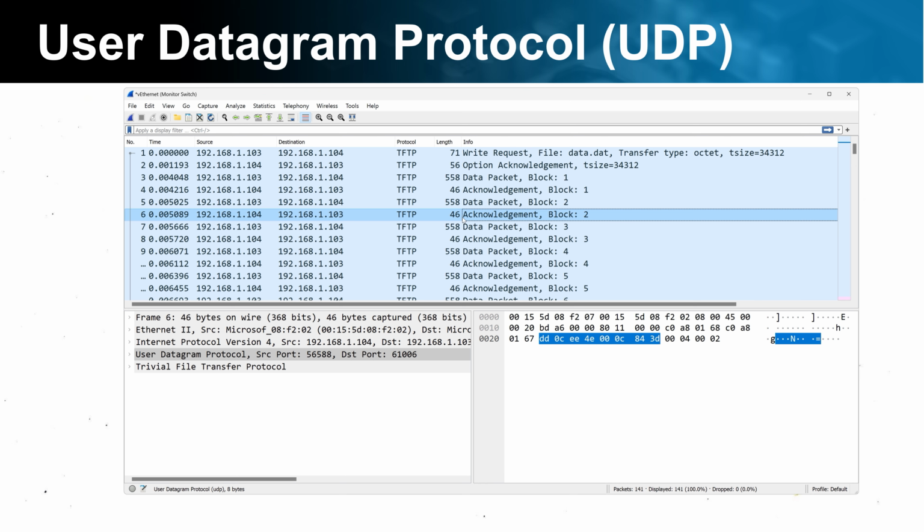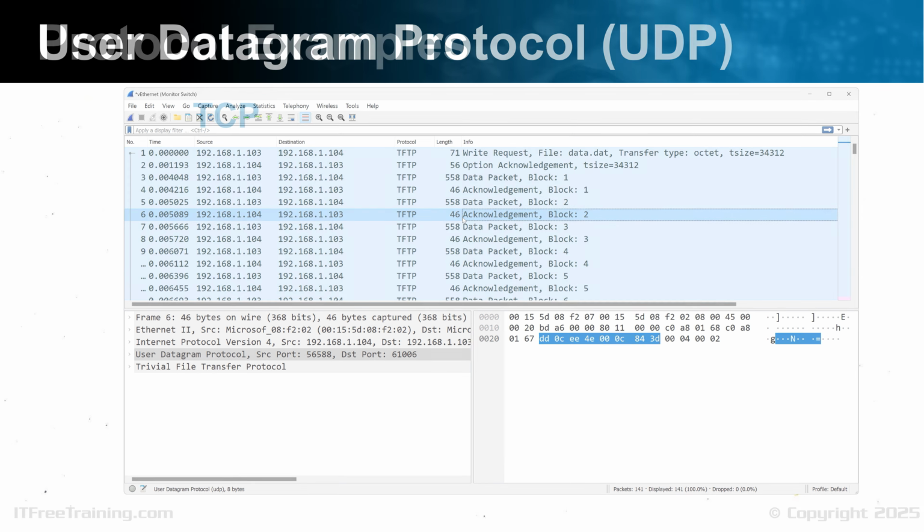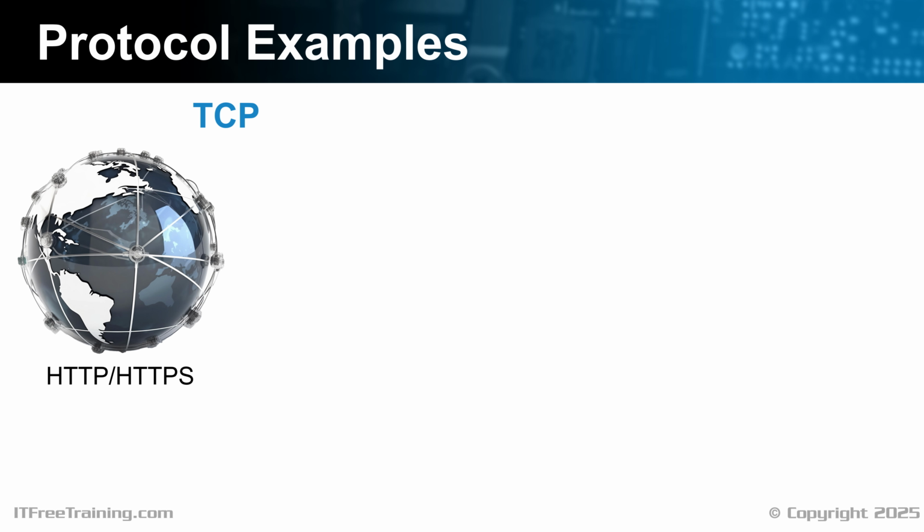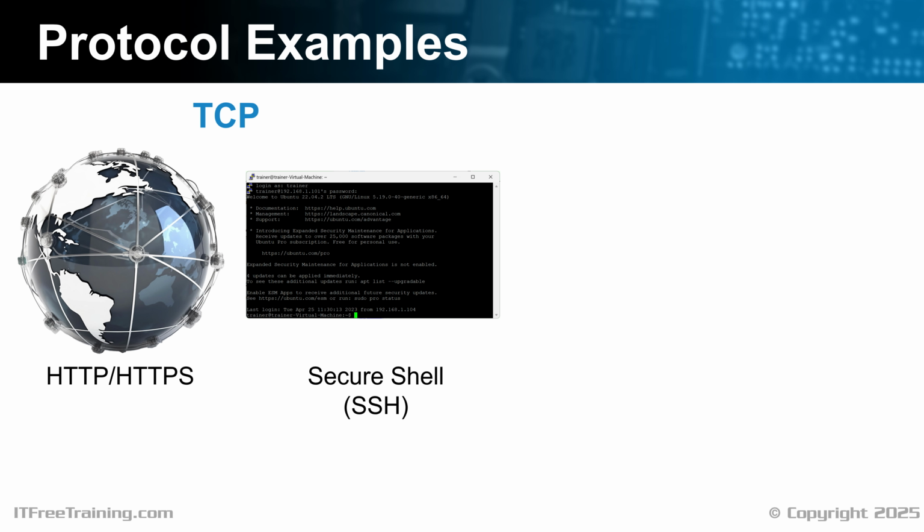Let's look at some examples of when each protocol is used. TCP is used for HTTP and HTTPS. This protocol is used to retrieve text and graphics for web pages. When you receive data like this, you need to ensure that it has not been corrupted in transmission. Another example is Secure Shell. Secure Shell is used to create a secure terminal to another computer so you can run commands. You want to, in this case, ensure that data is not lost in transmission.